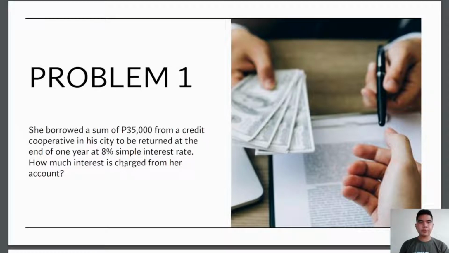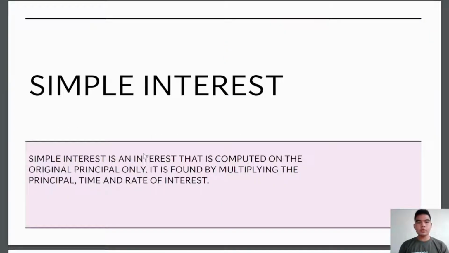So for her first problem, she told us that she borrowed the sum of 35,000 pesos from a credit cooperative in a city to be returned at the end of 1 year at 8% interest rate. How much interest is charged from her account? So for the first problem that she got, it would be about simple interest.